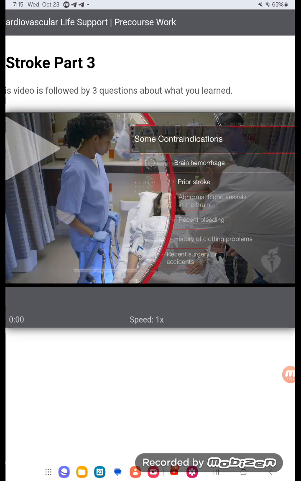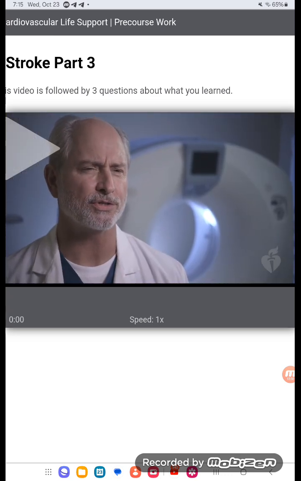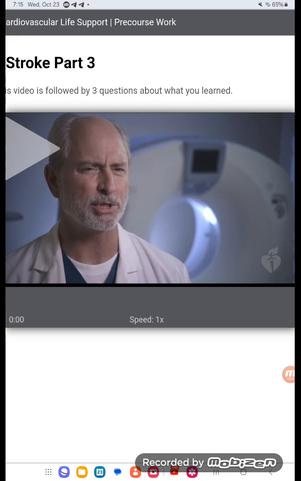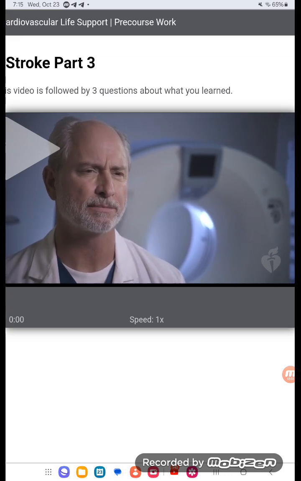These include brain hemorrhage, prior stroke, abnormal blood vessels in the brain, recent bleeding anywhere, any history of blood clotting problems, recent surgery or accidents, or certain prescription medications. Now, I wasn't seeing any potential problems with the drug therapy.